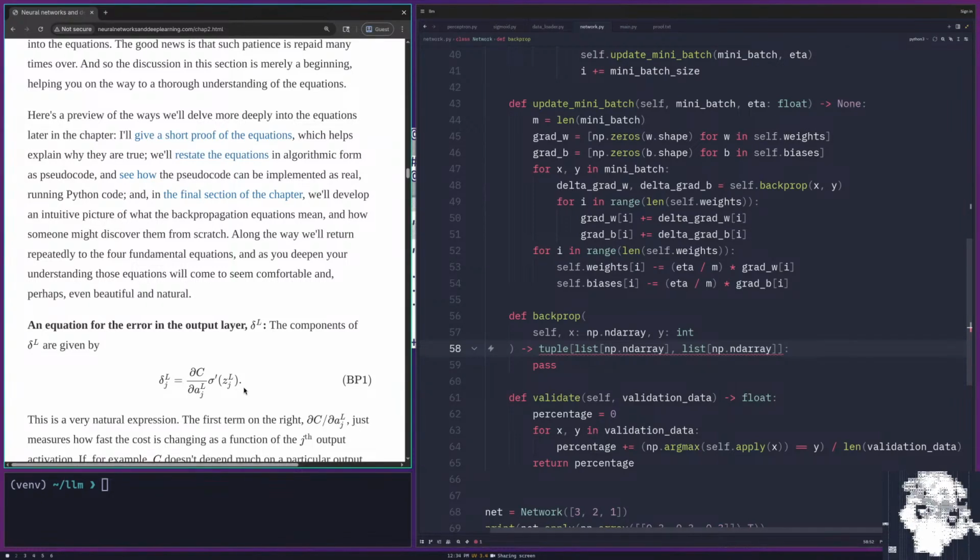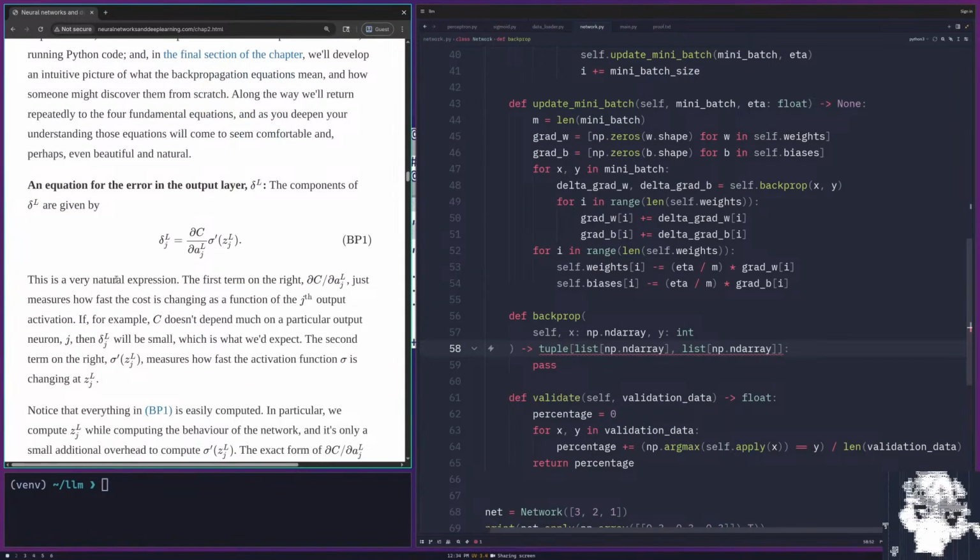That makes sense. Because this is just like the definition of the derivative, of a partial derivative, really. This is a very natural expression. The first term on the right, derivative of C with respect to a^L_j, just measures how fast the cost is changing as a function of the jth output activation. If, for example, C doesn't depend much on a particular output neuron j, then delta^L_j will be small, which is what we'd expect. The second term on the right, sigmoid prime of z^L_j, measures how fast the activation function sigmoid is changing at z^L_j.